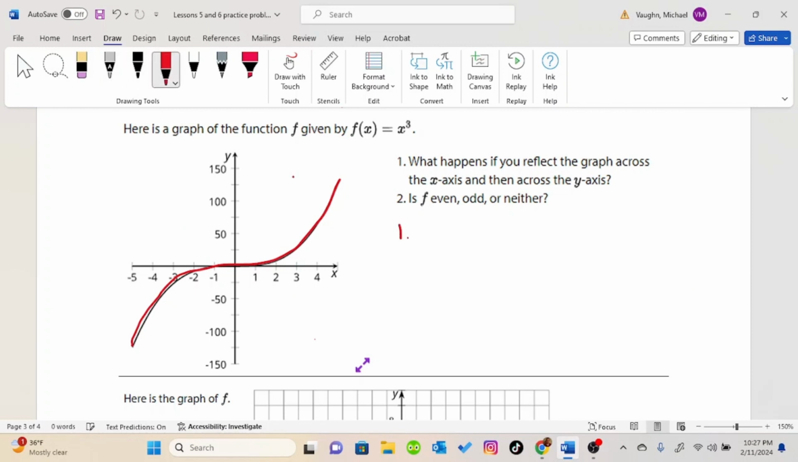So for number 1, the graph comes back to itself. Number 2, is f even, odd, or neither?